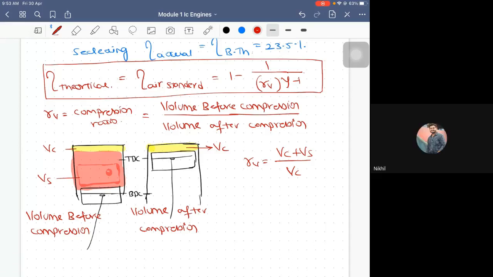Yes, sir. So volume before compression is the whole volume, clearance volume plus the swept volume. But volume after compression is only the VC.